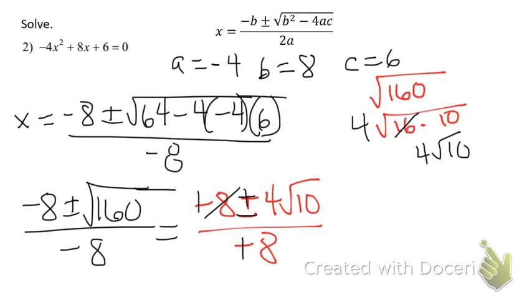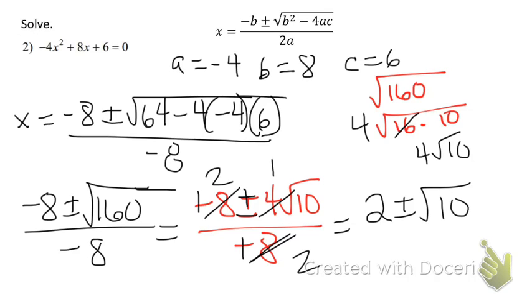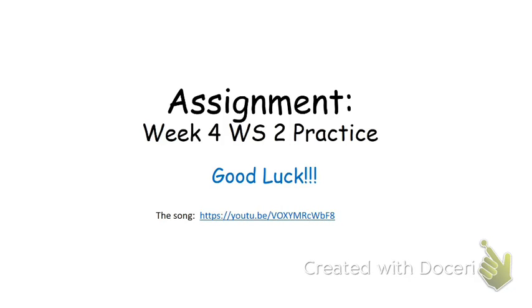8 divided by 4 is 2. 8 divided by 4 is, oopsies, I made a mistake. I said it, but I didn't do it. 8 divided by 4 is 2. And then this 8 divided by 4 is also 2. And 4 divided by 4 is 1. So my final answer will be 2 plus or minus 1 root 10, but you don't have to write the 1, all over 2. So again, today's lesson was really not new. It was just more practice.